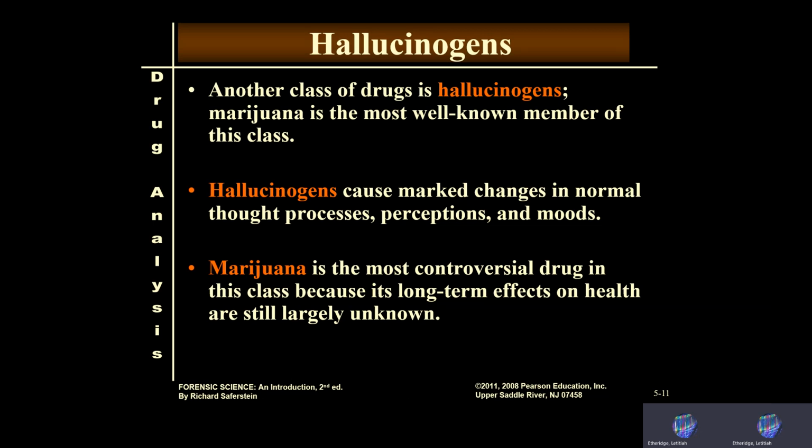Marijuana is one of the most controversial drugs in this class, just because we don't know what the long-term effects on health are. There are a lot of people that say there are a lot of benefits to marijuana, especially for people that have cancer and certain chronic issues. They say that marijuana helps with pain, it helps with a lot of depression and things like that. But we haven't really studied the effects on the body for long-term marijuana users.